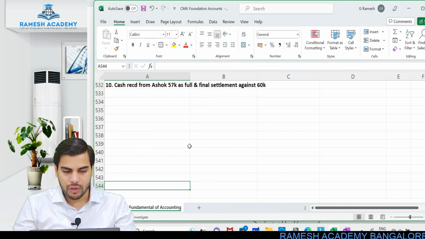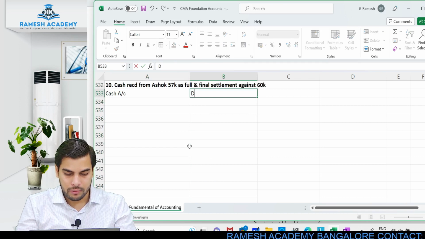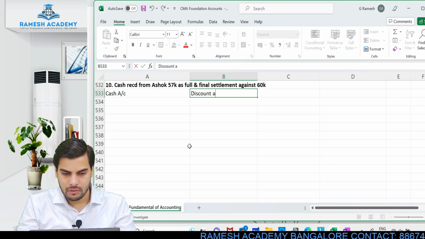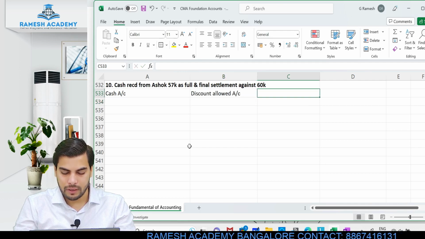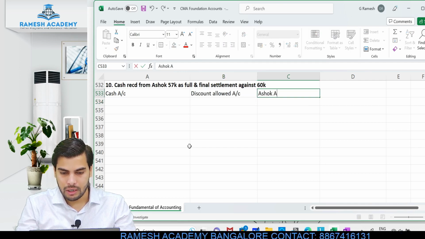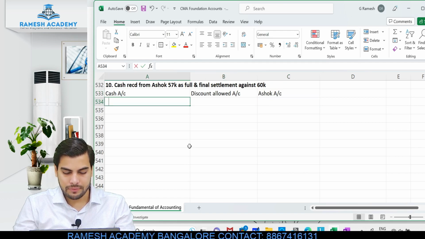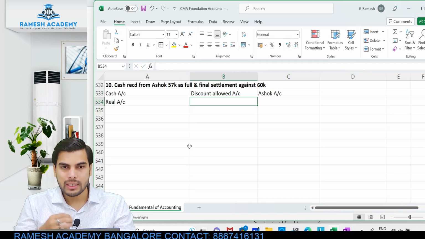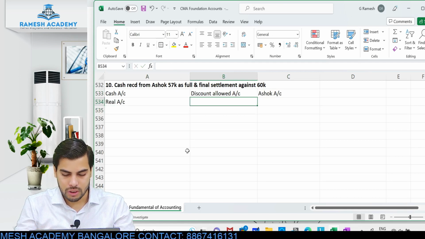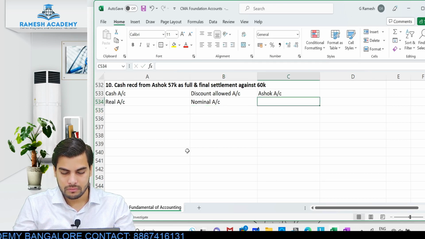So because of this transaction, the accounts which will get affected would be, one would be cash account, another would be discount allowed account, or you can just call it discount account, anything is fine, and then finally Mr. Ashok's account. So let's first classify this. Cash, you know that this would be a real account. Discount allowed, it is an expense or loss for us, so this would be a nominal account, and this would be a personal account.